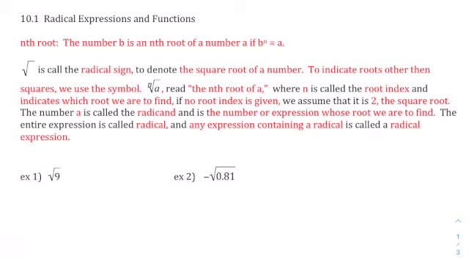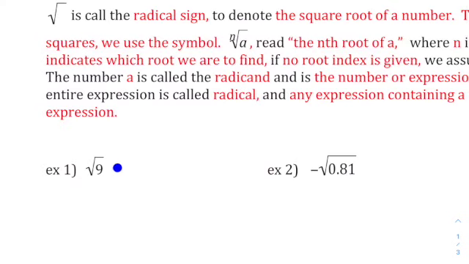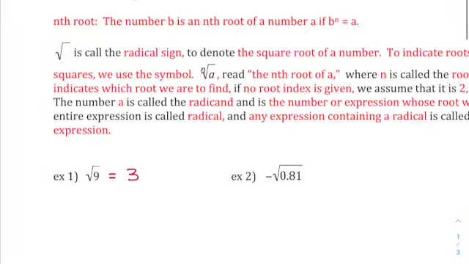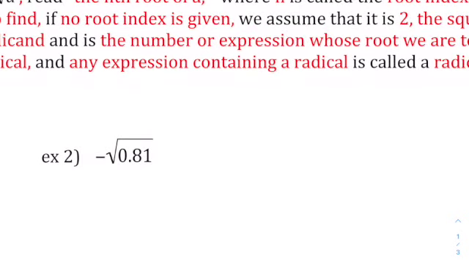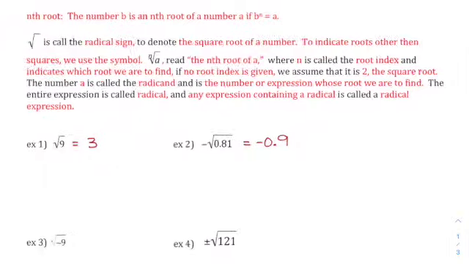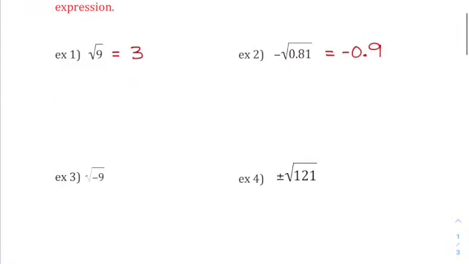So for example number 1, we are going to find the simplification of the radical. Number 1 is just going to be what number times what number gives you 9. They have to be the same. That will be 3. And the next one is negative square root of 0.81. Now, if you understand this, the negative sign is on the outside, so that's going to be negative 0.9. The next one is not possible because of the negative 9, there's no way you can have a negative times negative or positive times positive give you a negative 9.